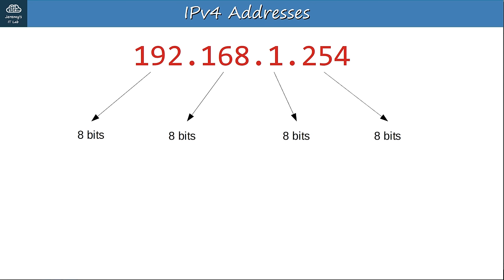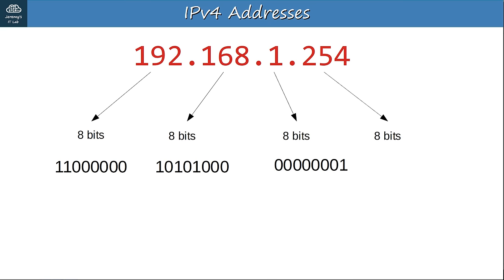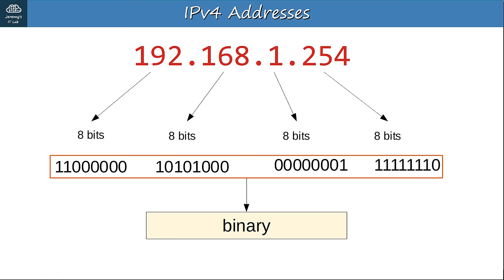If we write these 8 bits out as ones and zeros, 192 is 11000000, 168 is 10101000, 1 is 00000001, and 254 is 11111110. This way of writing numbers using just zeros and ones is called binary.